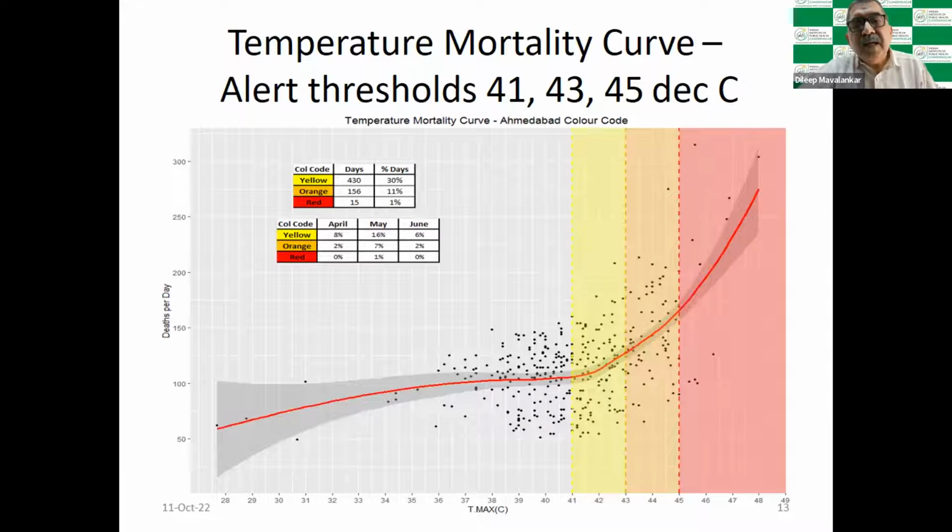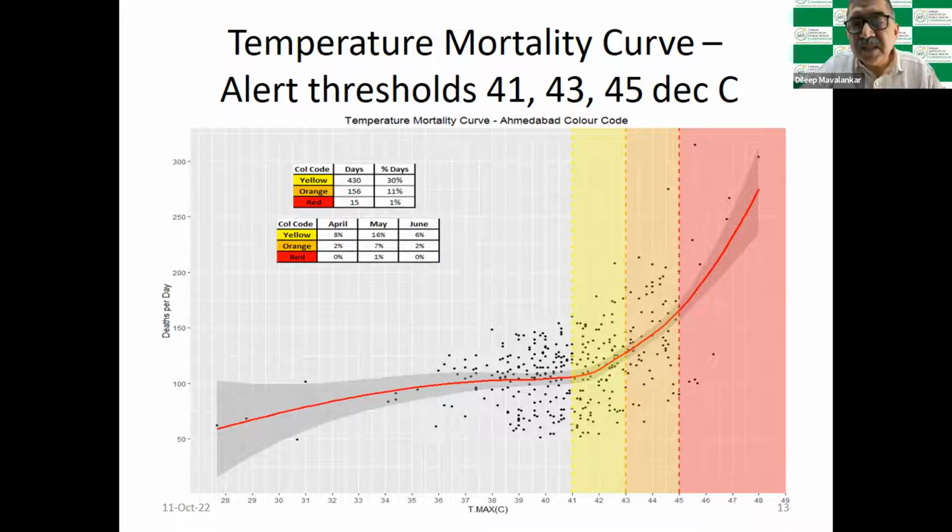The other thing we did was to correlate the daily number of deaths with the maximum daily temperature. This is just a simple scatter plot. The reason this was done was to see where we should have a threshold for the alerting system, because most of the heat action plans we saw from other countries had alert systems.